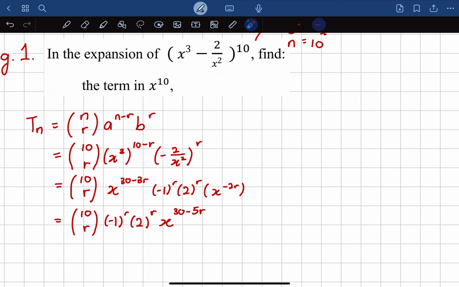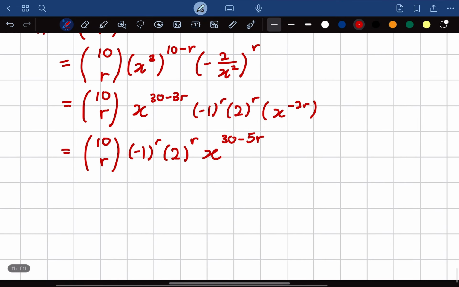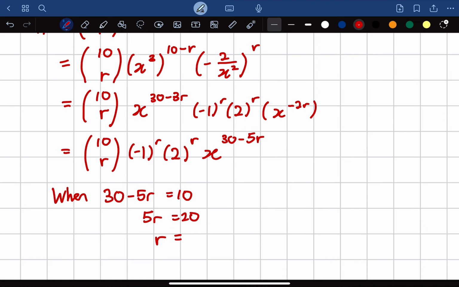Now I want to find the term with x power 10. So for x to be power 10, I noticed from the general term formula that I want this power here to be 10. So therefore, when 30 minus 5r is equal to 10, now I can solve for r, which is the position of the term, such that the x power is equal to 10. So by solving for r, we know that 5r is equal to 20, r will be equal to 4.